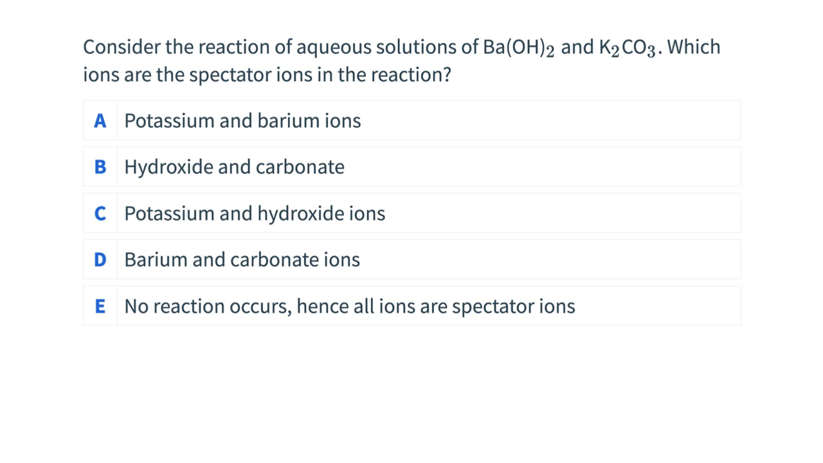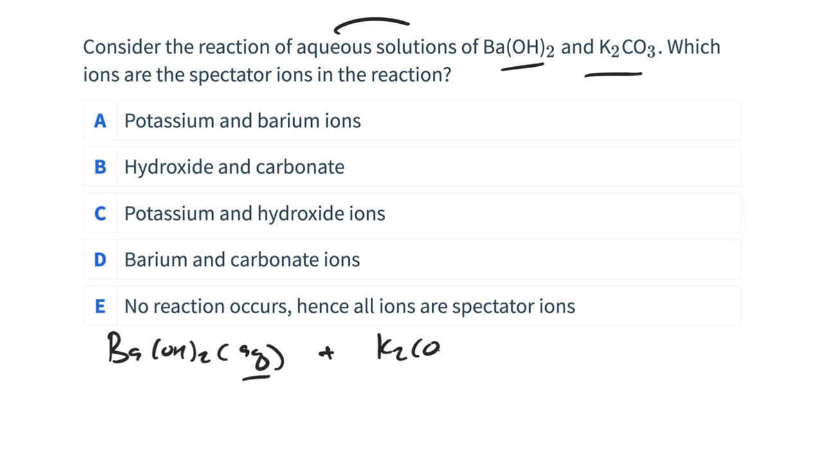Consider the reactions of barium hydroxide and potassium carbonate in water. So there are aqueous solutions of these compounds. Which of the ions are spectator ions? So let's think of the reaction here. Now I don't have to think too hard about solid or aq for the reactants because I'm told we have aqueous solutions of those things. Barium hydroxide is water soluble. Barium is one of the exceptions for hydroxide ion. K2CO3: anything with potassium is water soluble.